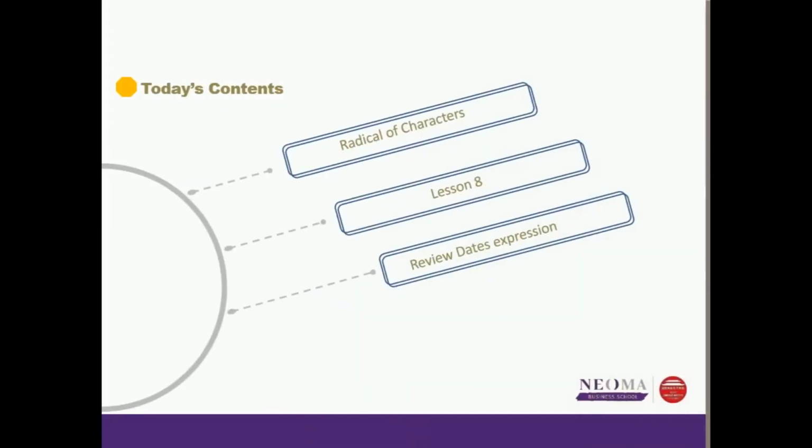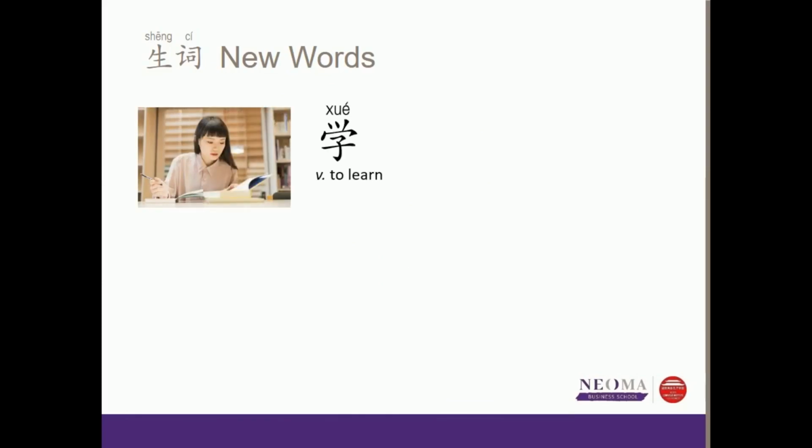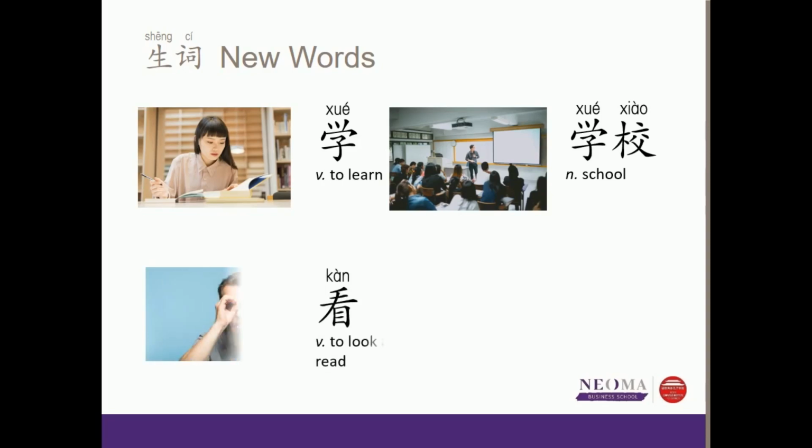Now let's continue to the second part, two verbs in one sentence. Before that, let's learn some new words. First one, 学, which literally means to learn. 学校, school. 学 means to study, 校 means campus. So 学校 together is the place you study: school.